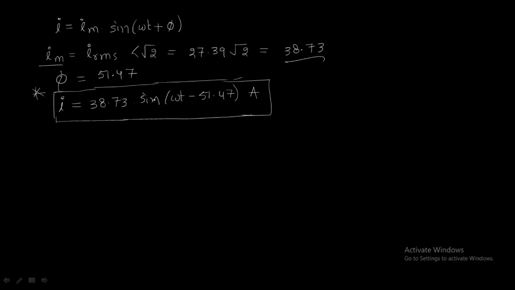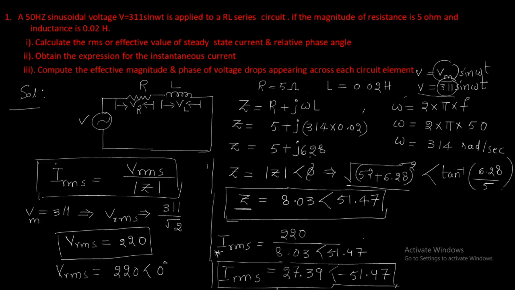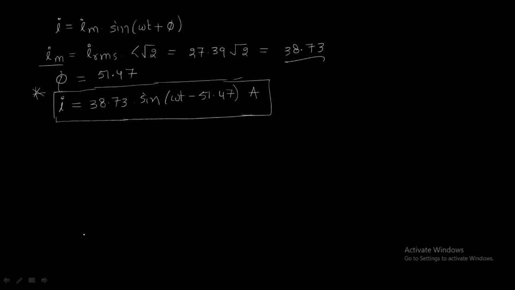Instantaneous current always has the sine term and phase angle. Instantaneous current is nothing but simply I equal to Im sin(omega t plus phi). You have to write phi from here, the angle of current. This is the RMS value. From this RMS value, we will get the magnitude. This is the current I.